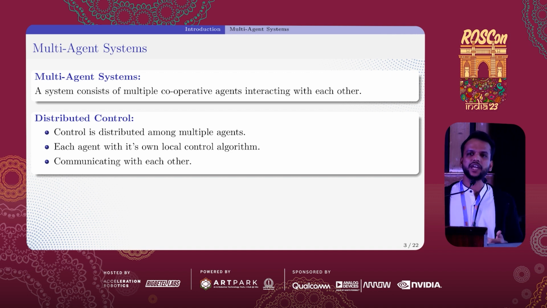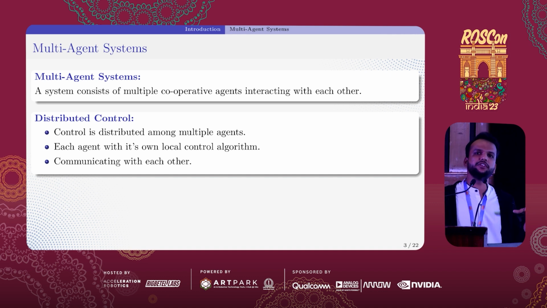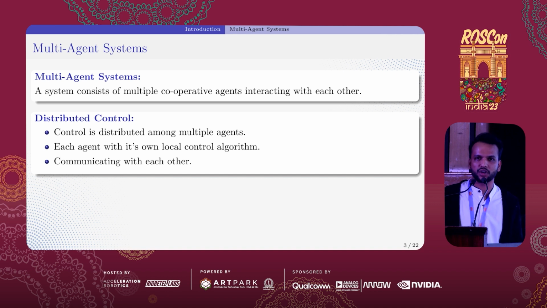In a multi-agent system, we have distributed control, where the control is divided among each of the agents to achieve any goal. Each agent will have its own local control algorithms, and they will communicate with each other over a communication channel. In our case, it is on ROS.